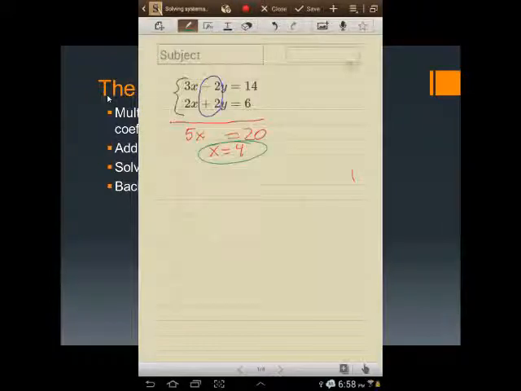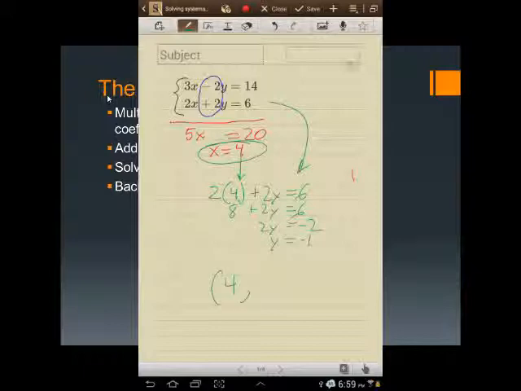Now, I'm going to take that and plug it into, it doesn't matter which equation, I'm going to plug in the second one. 2 times 4, now that we know what x is, plus 2y equals 6. Solve this like you would any equation. 2 times 4 is 8. Subtract the 8. 6 minus 8 is negative 2. Divided by 2, y is negative 1. Just like before, wrap it up together. x always comes first. Positive 4, negative 1 is the solution to that system.